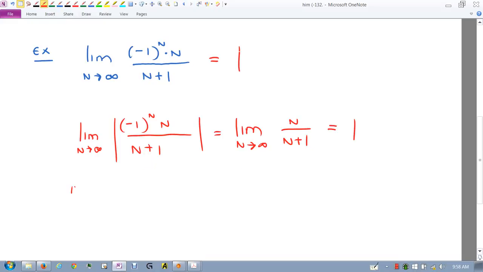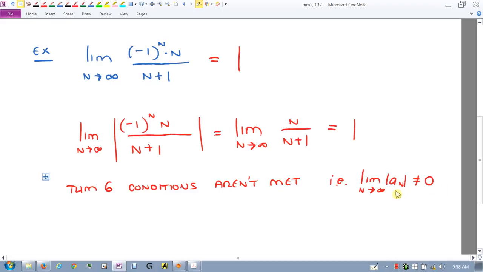So Theorem 6 conditions aren't met. In other words, the limit of the sequence's absolute value does not go to 0, right? I'm just trying to reiterate. You wouldn't need to write this down, but if you're going back and looking at your notes, why is it that I can't use Theorem 6 here? Because the condition that it had to go to 0 isn't met, right?